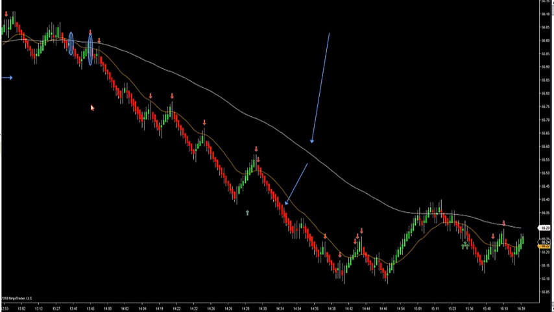Jot down a 20 and a 110 though. 20 and a 110. Doesn't matter if it's simple, exponential, weighted, volume, moving average. It doesn't matter. I say 20 and 110 because I like that as a trend filter. The 20 and 50 is a little bit too erratic. I like going out to about a 110. I used to trade my stocks on that back in the 90s. And it smooths things out a little bit. Plus, you can look for that first cross.